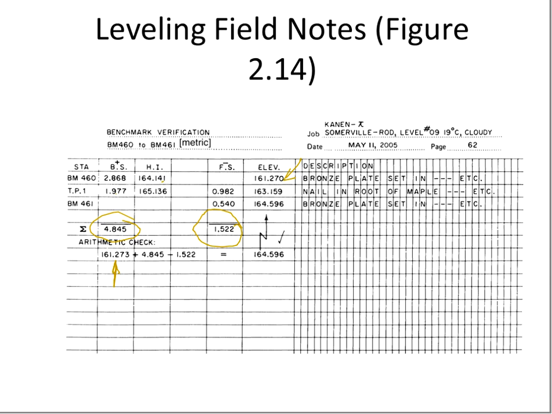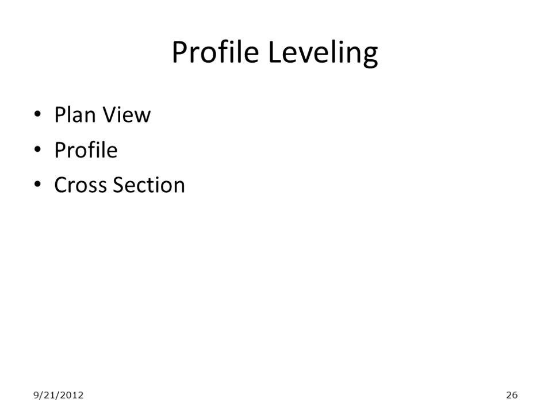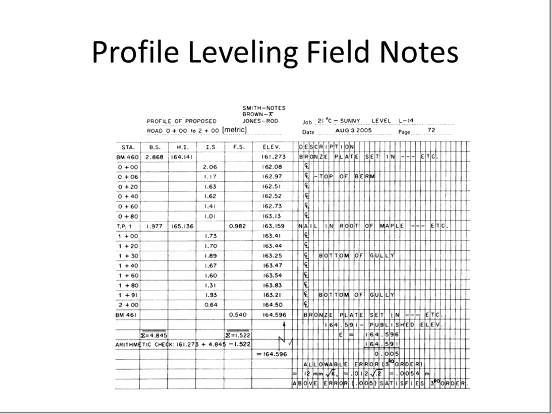If we take our initial elevation, right there, we add all of our back sights, we subtract all of our foresights, we should get our final elevation, whatever we calculated as our final elevation. If you don't, it means you have a math error somewhere on your page.